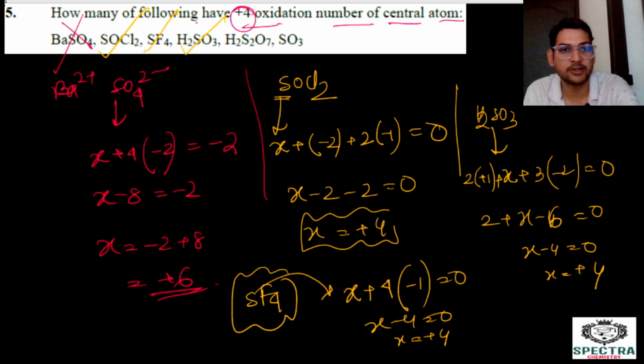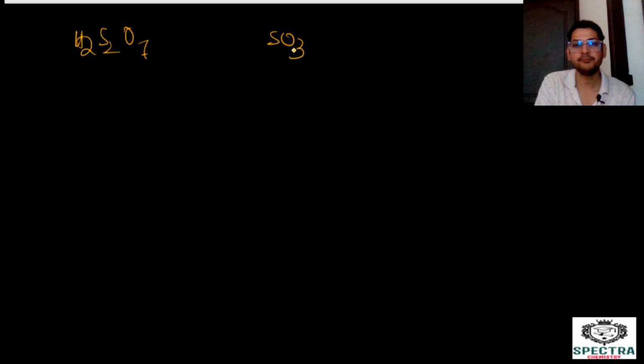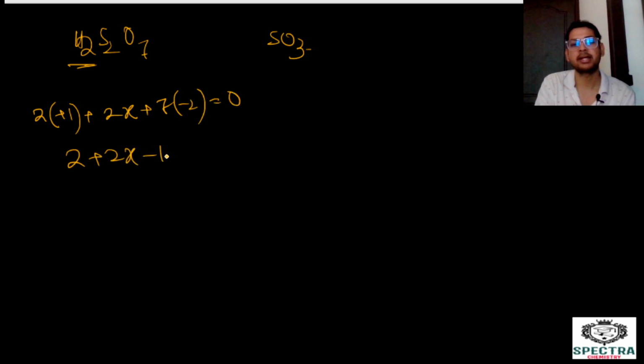Okay, for the next two, I have to go and take another slide. So what is given, let me just check. H2S2O7 and SO3. Okay sir, for H2S2O7, 2 into plus 1, plus sulfur 2 into X, plus oxygen 7 into -2, equal to 0. So 2 plus 2X minus 14 equal to 0. 2X equal to 12, X equal to plus 6.